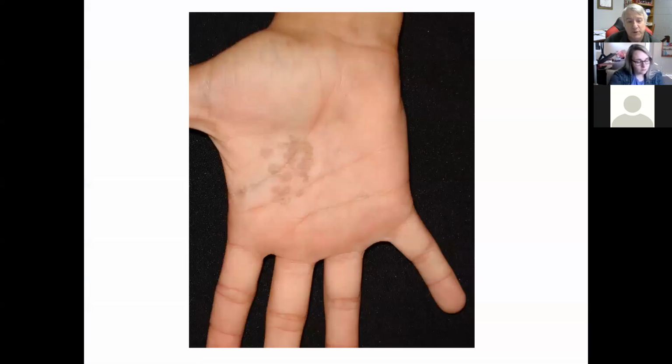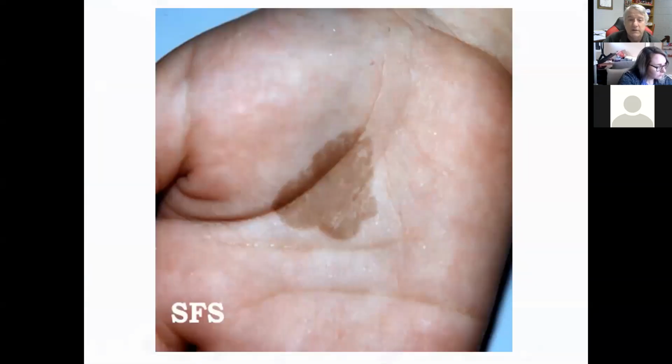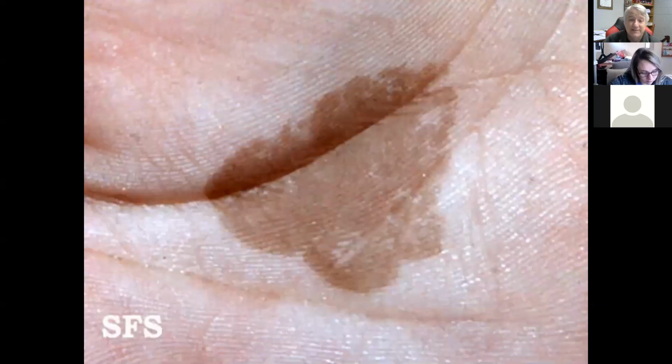There we go. So this one, less scaly, just a darker color. Palm of the hand. You know, for some of us, oh, that's a birthmark, right? Might not be a birthmark. So if it showed up later in life, it may be a yeast infection.